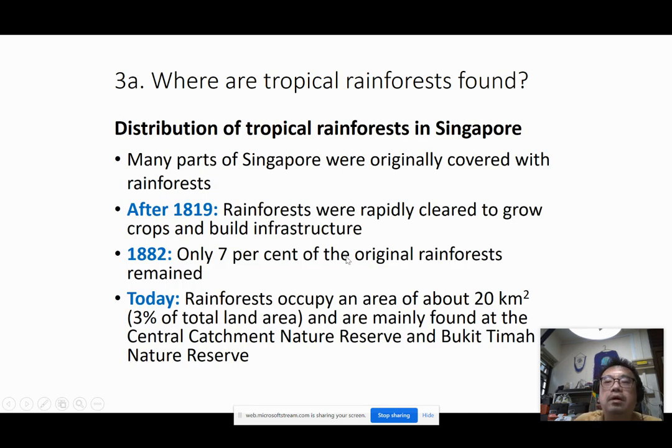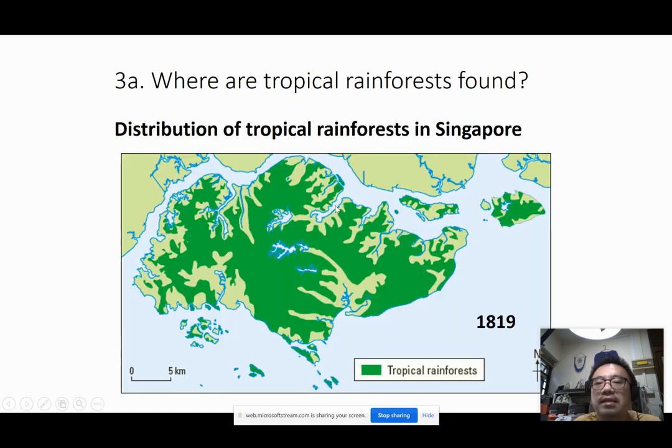In Singapore, because of where we are, we thankfully had a lot of rainforest, but today it only covers about 3% of total land area. So we are one of the prime examples of what can happen if you let man try to develop these kinds of areas. We will destroy everything, and some parts of it, fortunately, are still left. In our central catchment area, we do have some rainforest left, and in Bukit Timah Nature Reserve, we also have some rainforest that is left.